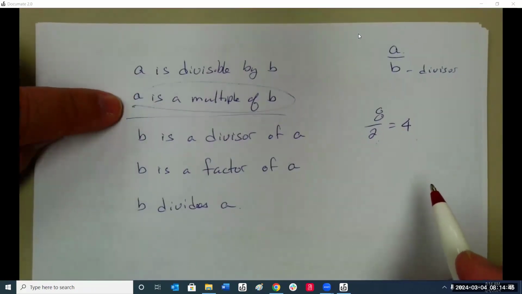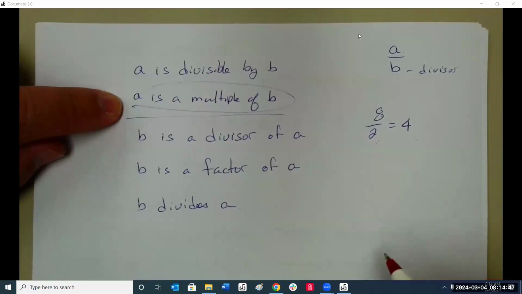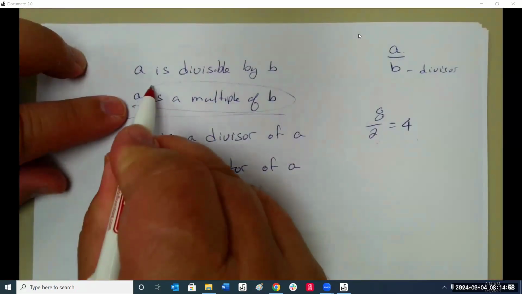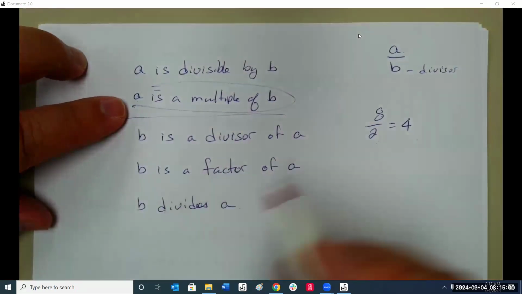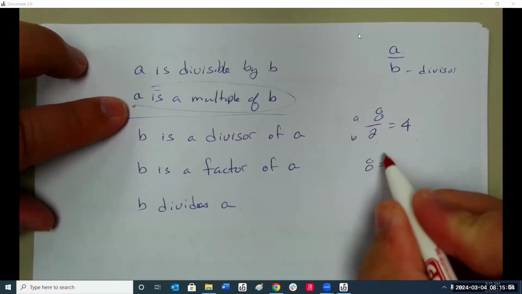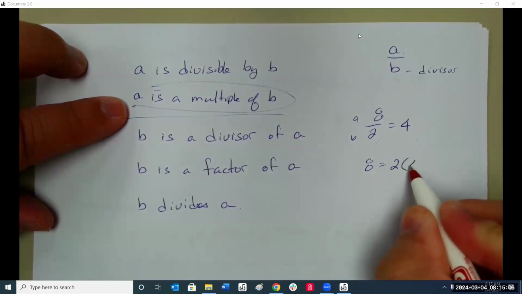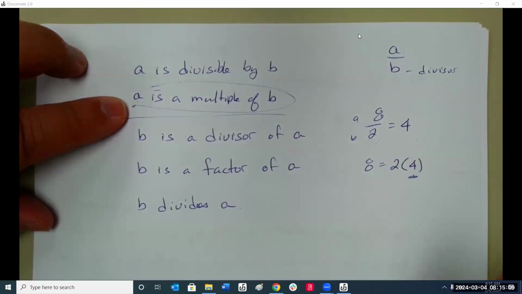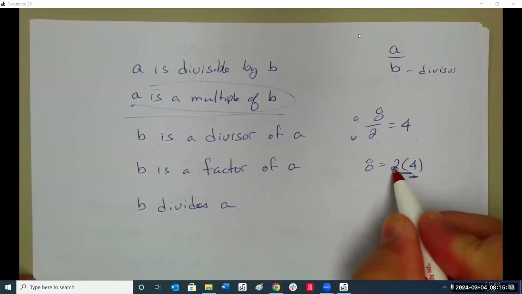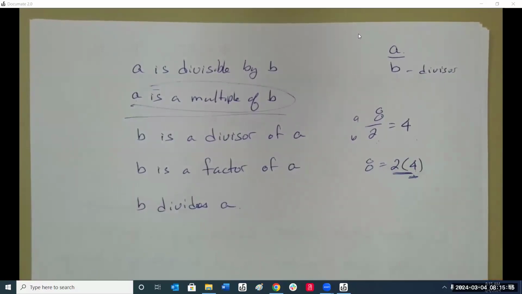What does this one mean? A is a multiple of B. Just backwards. It was A equals a multiple of B. So remember, this is A and this is B. If we take a number on the bottom and multiply, this is the multiple. So that's what it means. A is a multiple of B. B times some number equals A.